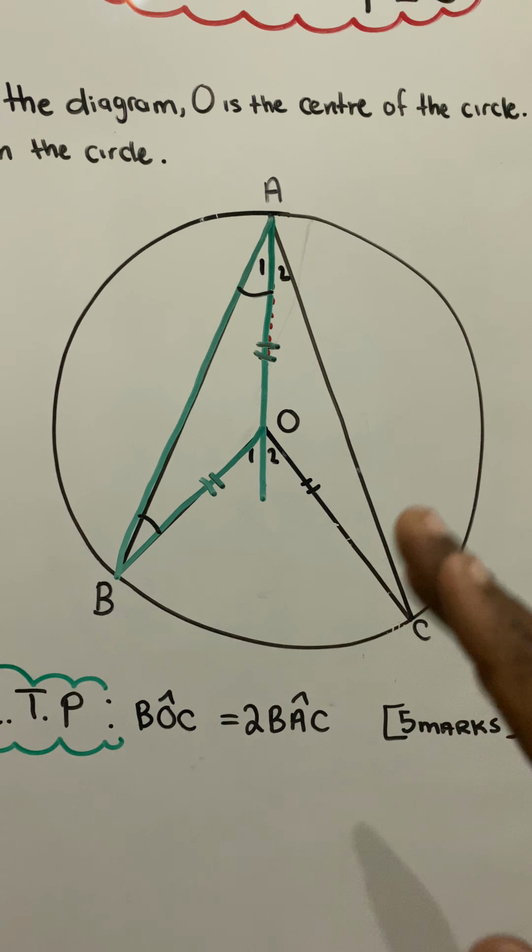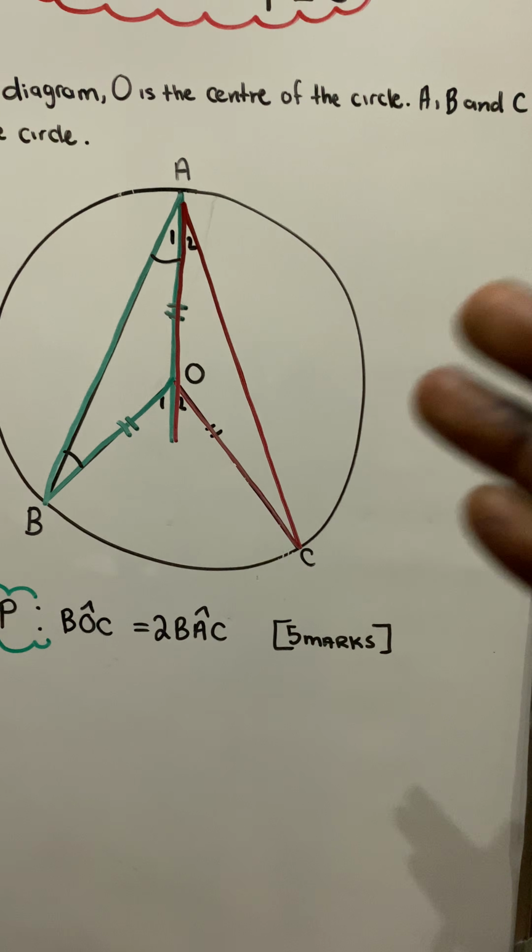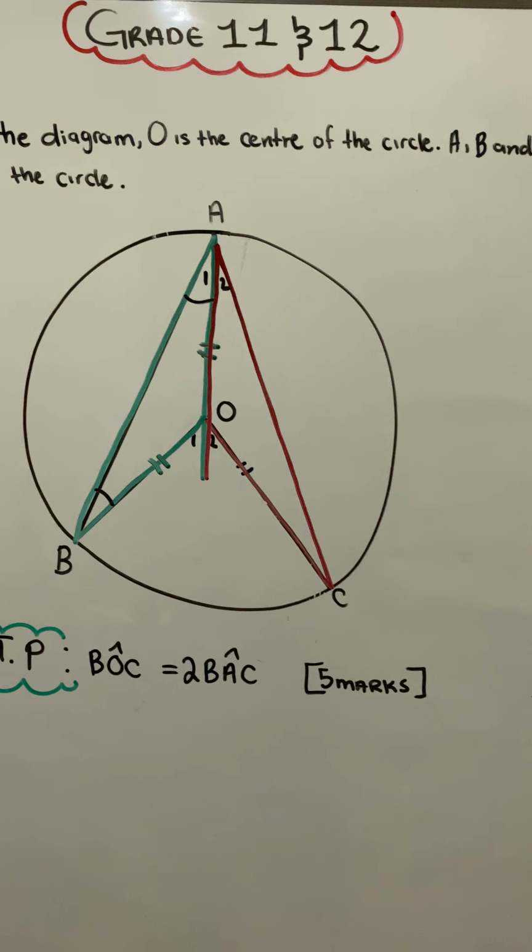Now you do the same thing to the other half of the triangle. Let me highlight it so you can see it. So now that I've highlighted it, it's the one in red. Now you can see it. We basically do the same thing.